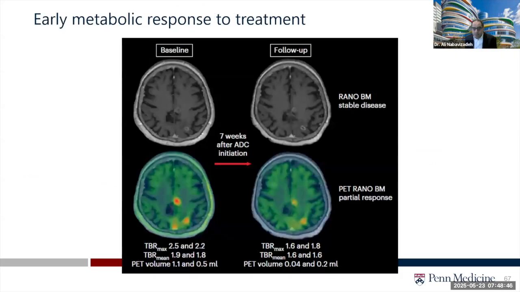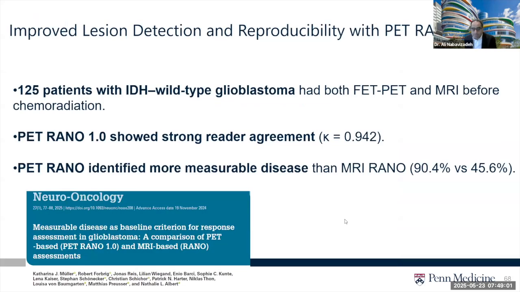This is an example of a patient, with baseline imaging before treatment and follow-up imaging after 7 weeks. You can see on MRI there is not much significant change. However, on PET imaging, there is a significant decrease in TBR max, TBR mean, and PET volume, indicating a partial response.